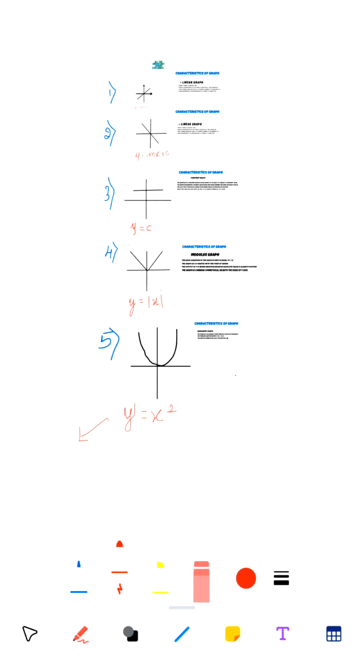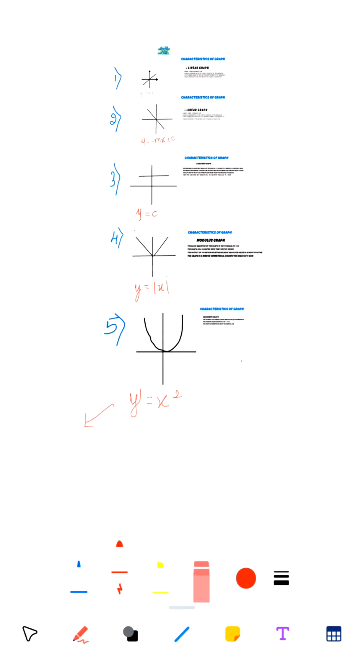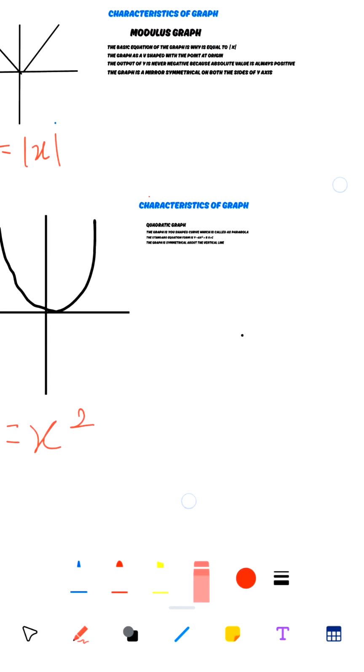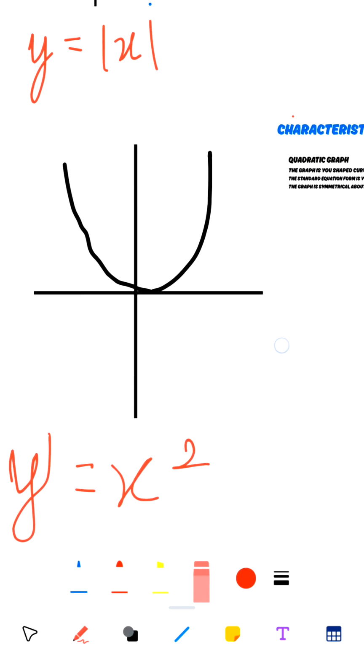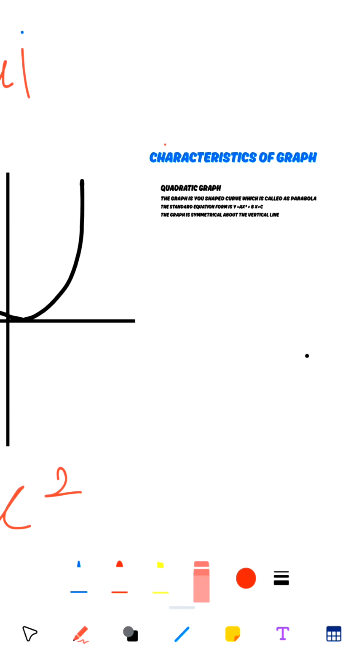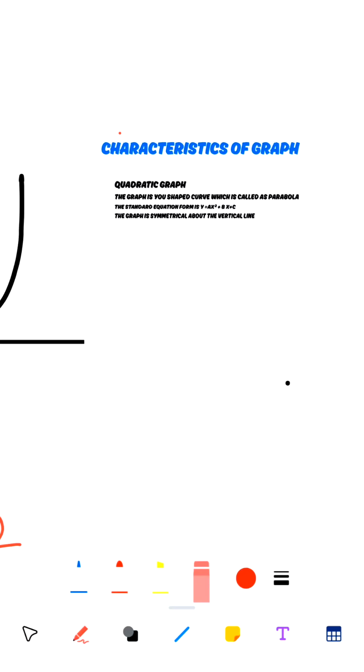Okay, now let us consider the fifth graph, that is the quadratic graph. Can you observe this? This is a quadratic graph where the equation is simple: y is equal to x square. See, the graph is in the shape of a parabola. A quadratic graph will take the shape of a parabola.